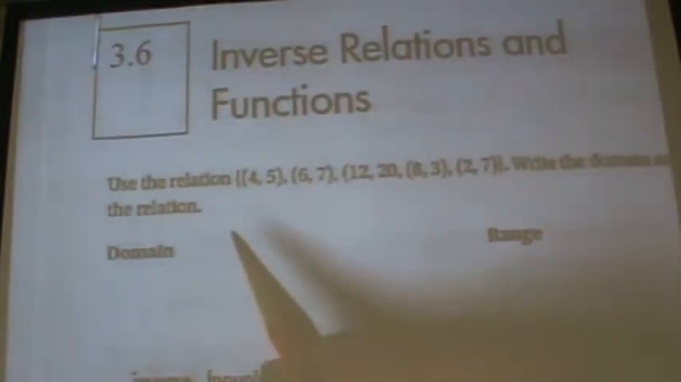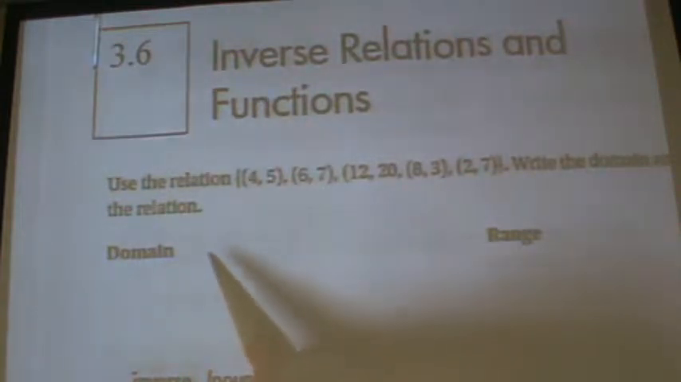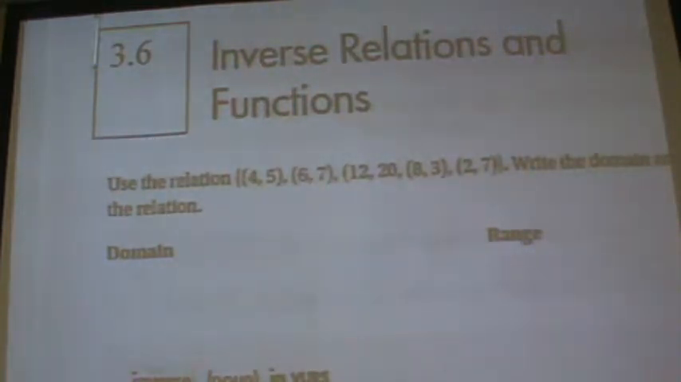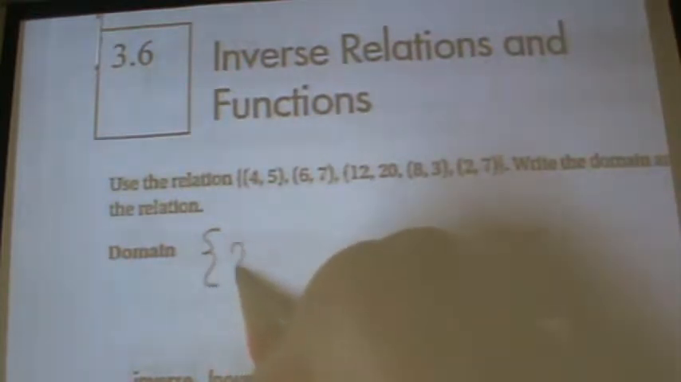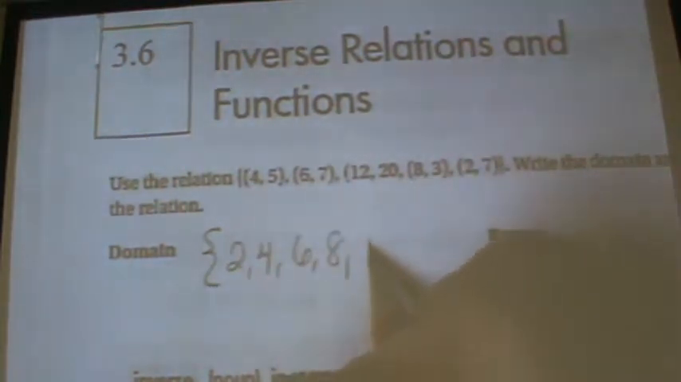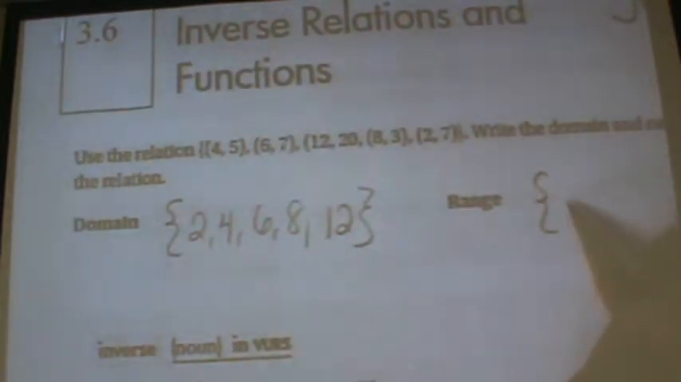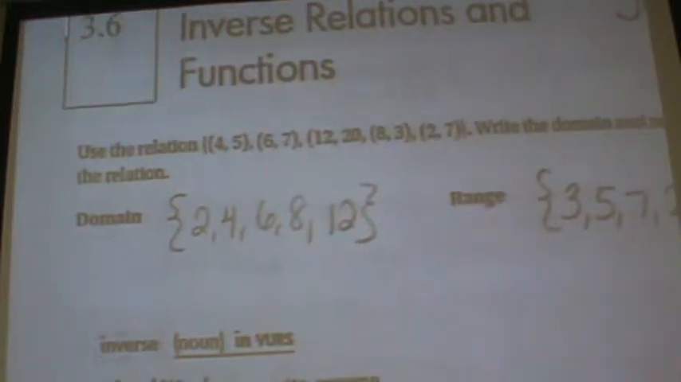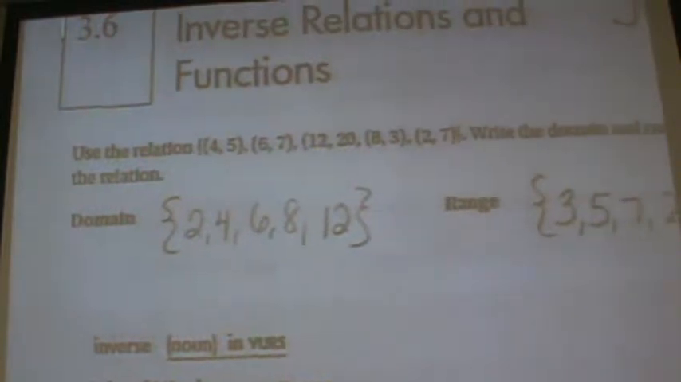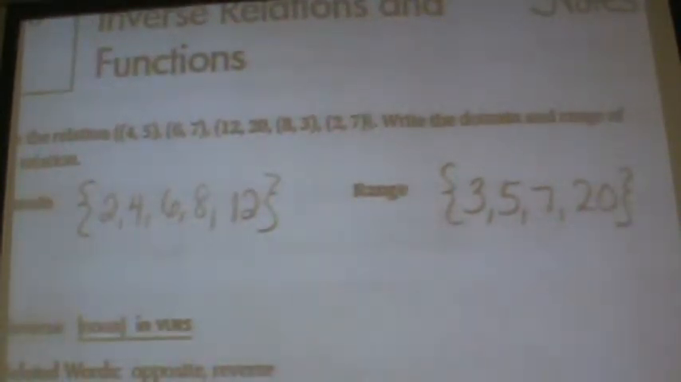If I were to ask you what the domain of this function is, what would you tell me? And how do you even know it's a function? The X values are not repeated. What is the domain? Your x values: 0, 2, 4, 6, 8, 12, right? What's the range? 3, 5, 7, 20. Do you repeat 7? No. Never repeat, and put them in order from least to greatest.